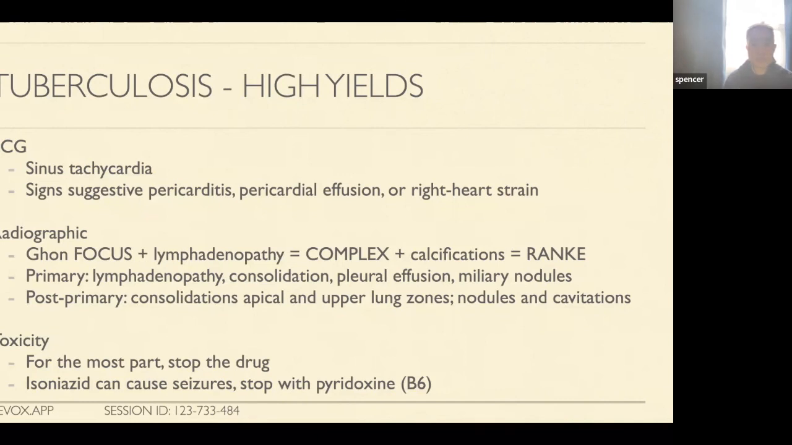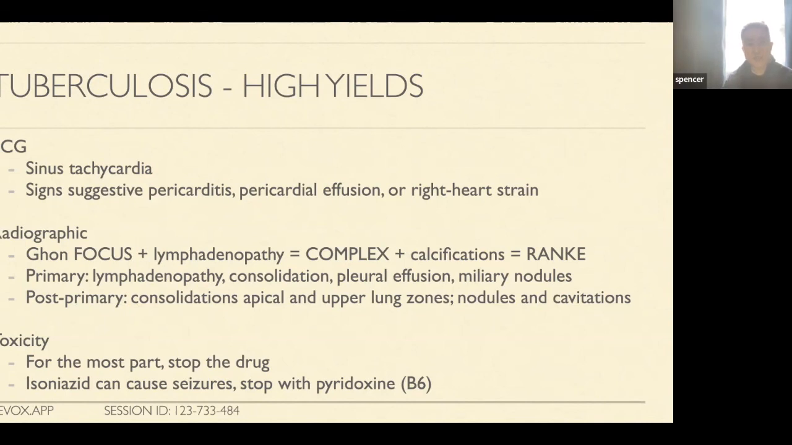For our tuberculosis high yield, to keep in mind, on the EKG, you can see several things. Sinus tachycardia is probably the most common thing we're going to see. However, you also look for things which are suggestive of pericarditis, pericardial effusions, or some sort of right heart strain. Suzanne mentioned the S1Q3T3 sign is neither specific nor sensitive.